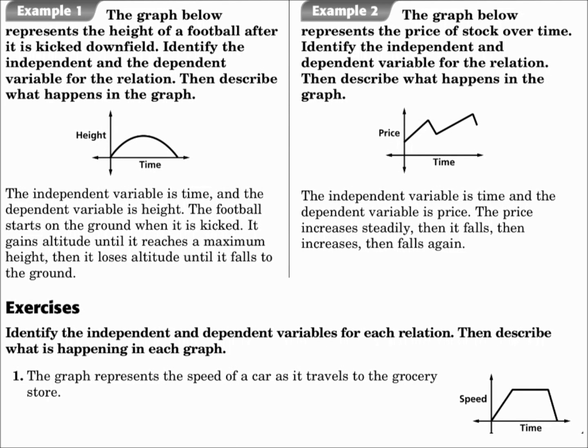Example 1. The graph below represents the height of a football after it's kicked downfield. Identify the independent and the dependent variable for the relation, and then describe what happens in the graph. The independent variable is time. You can't change time, so it's independent, and the dependent variable is height. The football starts on the ground, and it's kicked, and it goes up to its maximum height, and then it falls to the ground.